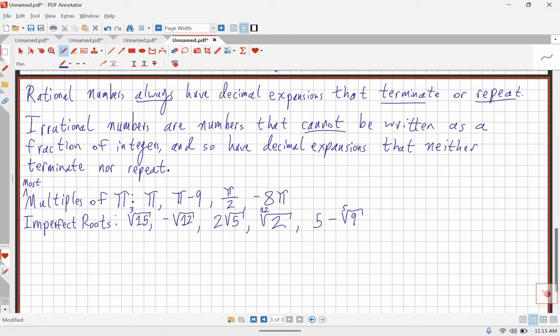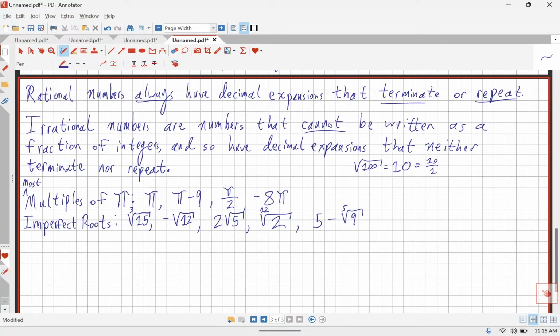Sorry, excuse me, unless it, well, okay, put your pencils down for a second. For instance, guys, what's the square root of 100? 10. Yeah, what number times itself is 100? That number is 10. Can I write 10 as a fraction of integers? Yes. Sure, 10 over 1.